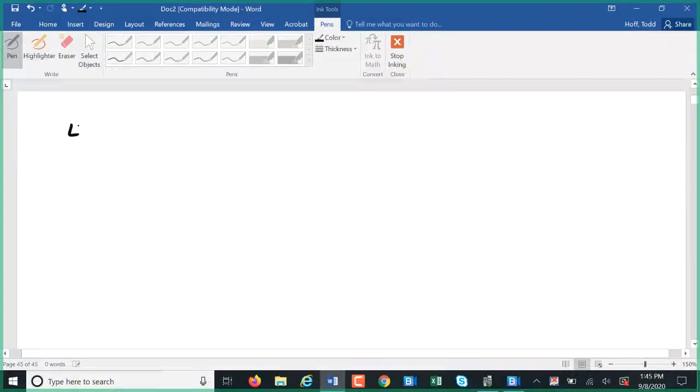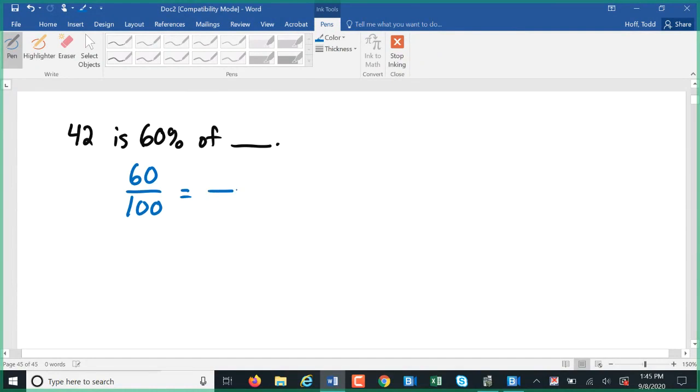Let's do 42 is 60% of blank. But once again, we have the percent, 60%. So we start out with 60 over 100. On the other side, well, we have 42 is 60%. That implies the 42 goes with the 60. Of blank, once again, we read that as out of blank, implies that missing number is on bottom.